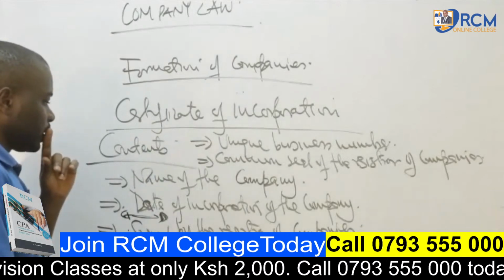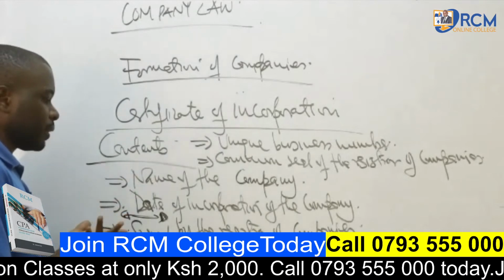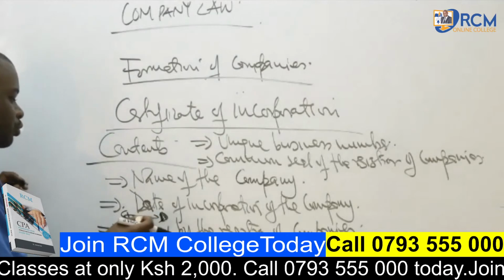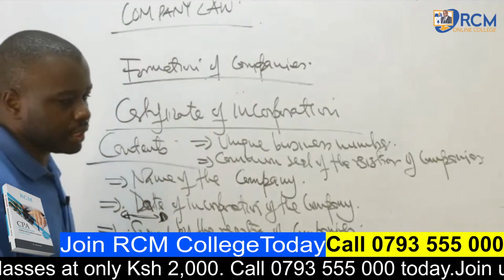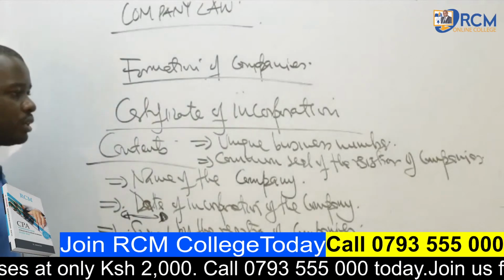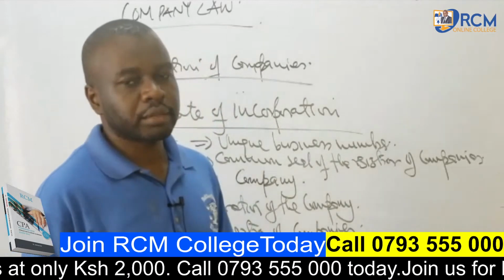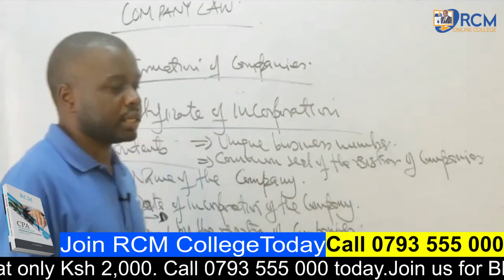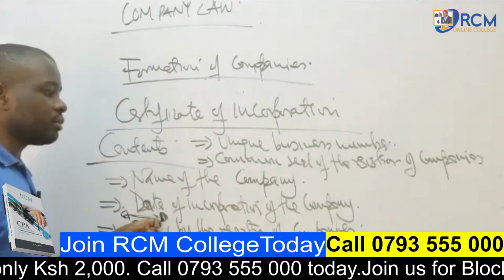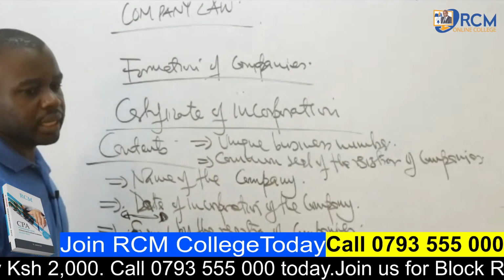Even if, for example, it has not been signed by the registrar of companies, maybe due to a mistake, so long as that date has been indicated. For example, if it is 10th of January, the company will have the right to commence business immediately on 10th of January, even if there's evidence that this certificate of incorporation was signed 2 or 3 days later by the registrar. So the date is very important on that particular certificate of incorporation.